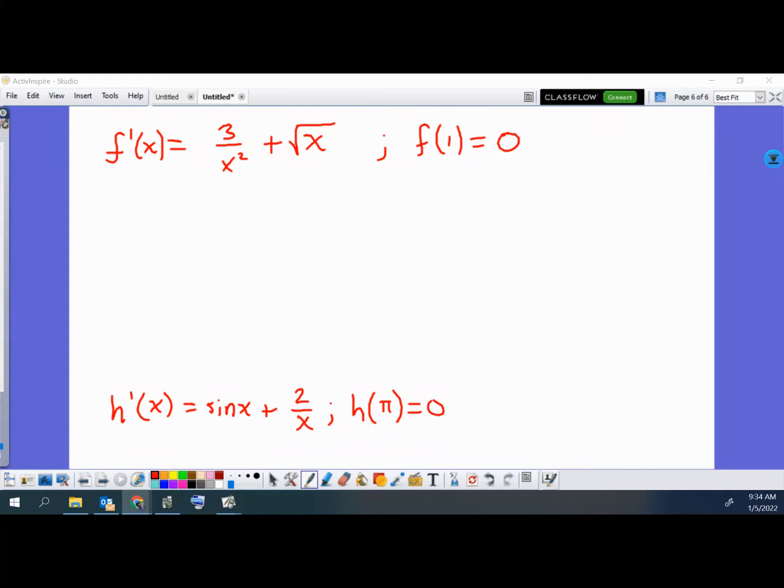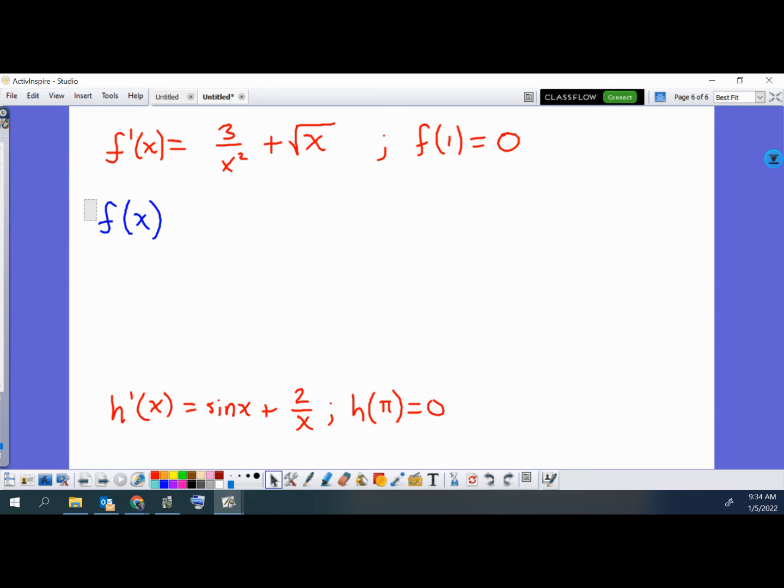All right, so we got a couple more up here. And that first one, you got f prime of x equals 3 over x squared plus square root of x. You're also given this other thing, f of 1 equals 0. We'll talk about that at the end. That's called an initial condition. Get there in a minute. But for starters, let's just find our general f of x here from this.